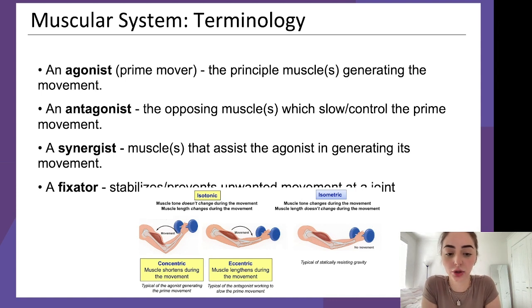Isometric is where the muscle tone doesn't change during the movement and muscle length doesn't change during the movement. That would be if I was just holding a weight, okay? Not doing this or anything, I'm just holding a weight. It's isometric. I'm not doing anything. It's static, okay? Whereas isotonic, we have muscle tone not changing, but we have muscle length changing. Concentric, becoming shorter. Eccentric, becoming longer.